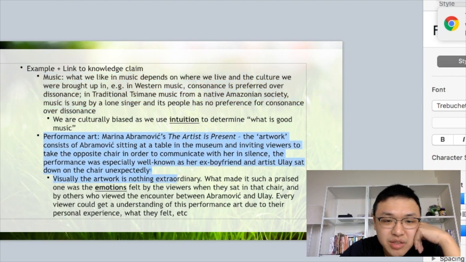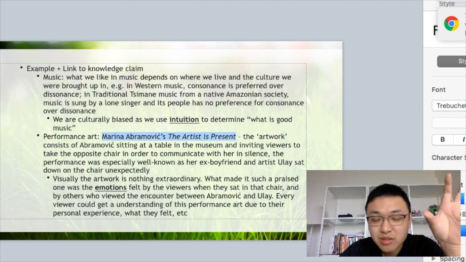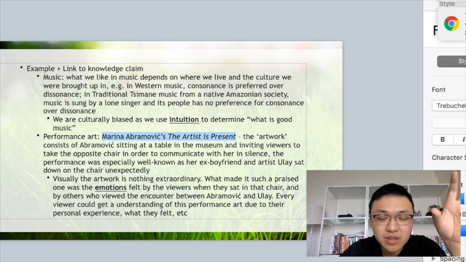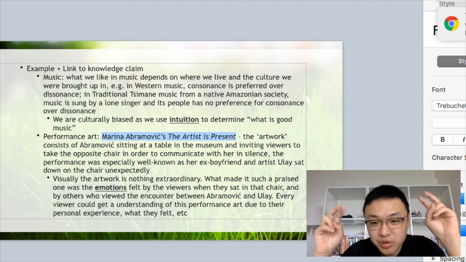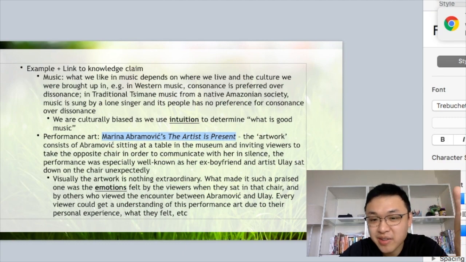Another example you can use is more unique. There's actually an artist called Marina Abramovic. You can find this on YouTube. She has this artwork that is called "The Artist Is Present," right? In this piece of artwork, quote unquote artwork, the artist sits at a table in the museum and invites the viewers to basically stare at her and communicate with her in silence, right?